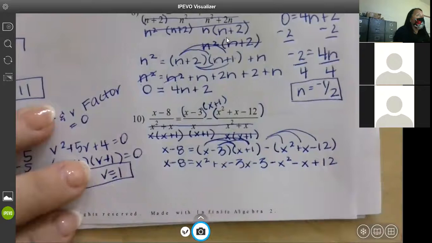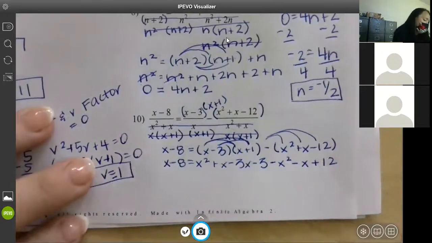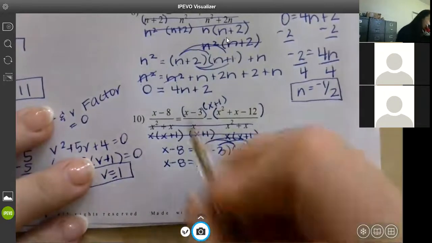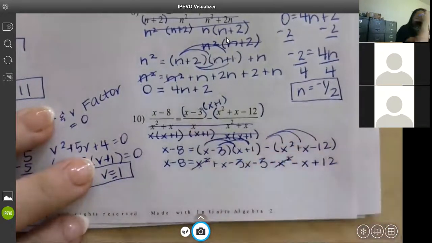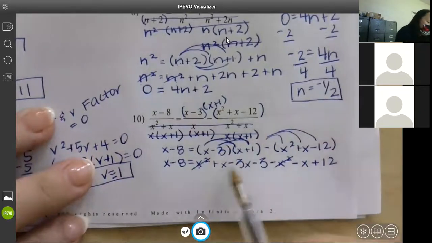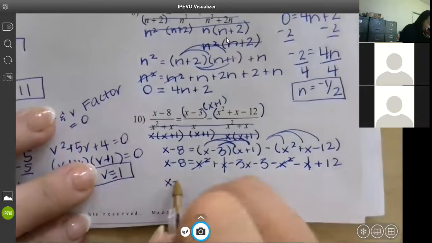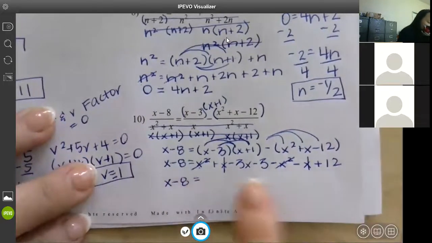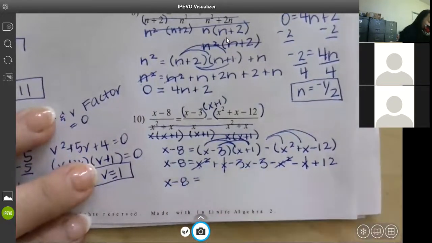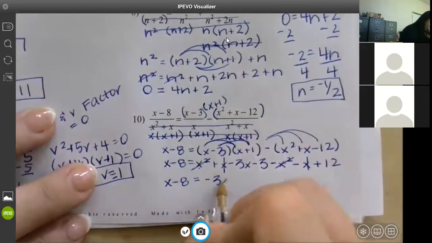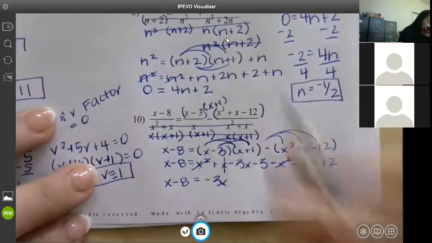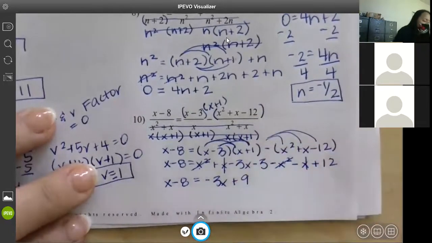What you'll see is when you add your like terms, a lot of stuff is going to cancel out. So x squared and minus x squared is going to cancel out. We have a positive x right here and a negative x that'll cancel out. So then on this side, we have x minus 8 equals negative 3x is the only x I have left. Negative 3 plus 12 is 9.